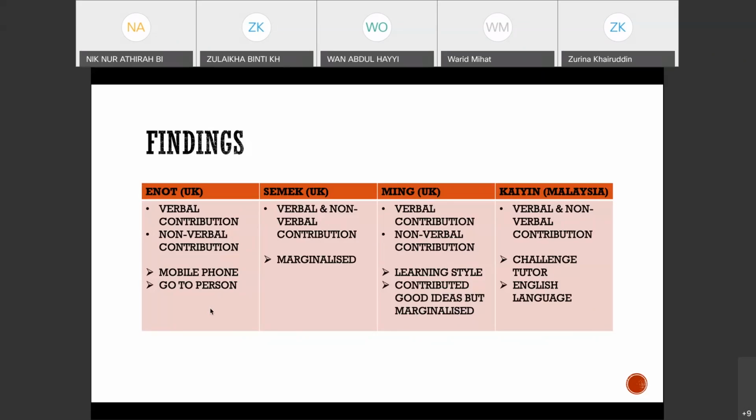she did not verbally contribute anymore, but she contributed non-verbally. She raised her hands when tutors asked questions, she nodded, she took notes, you know. And as the term almost ended, she did not contribute at all. She got lost, if I were to use the term lost. And she was always on her mobile.